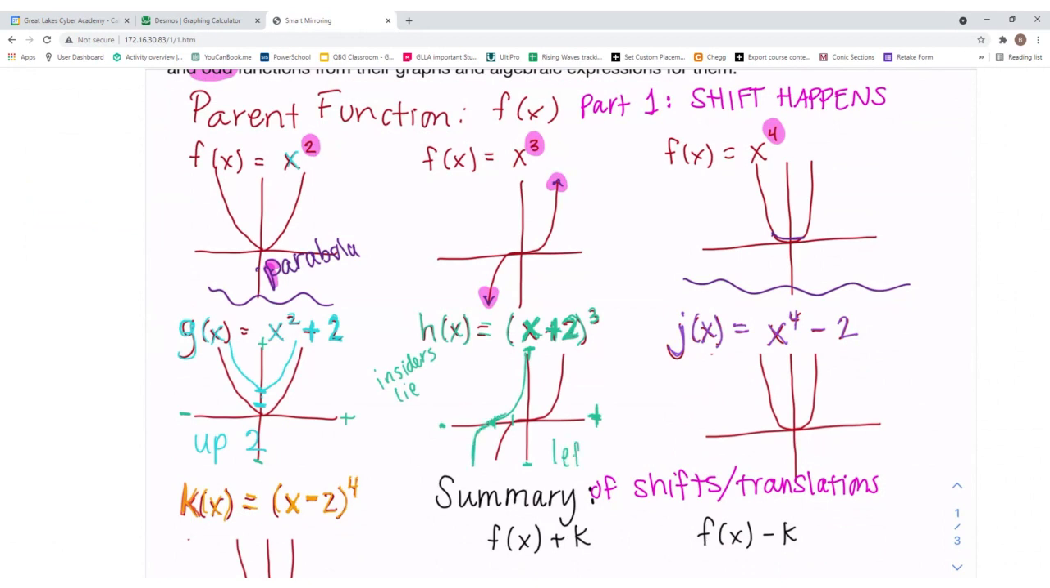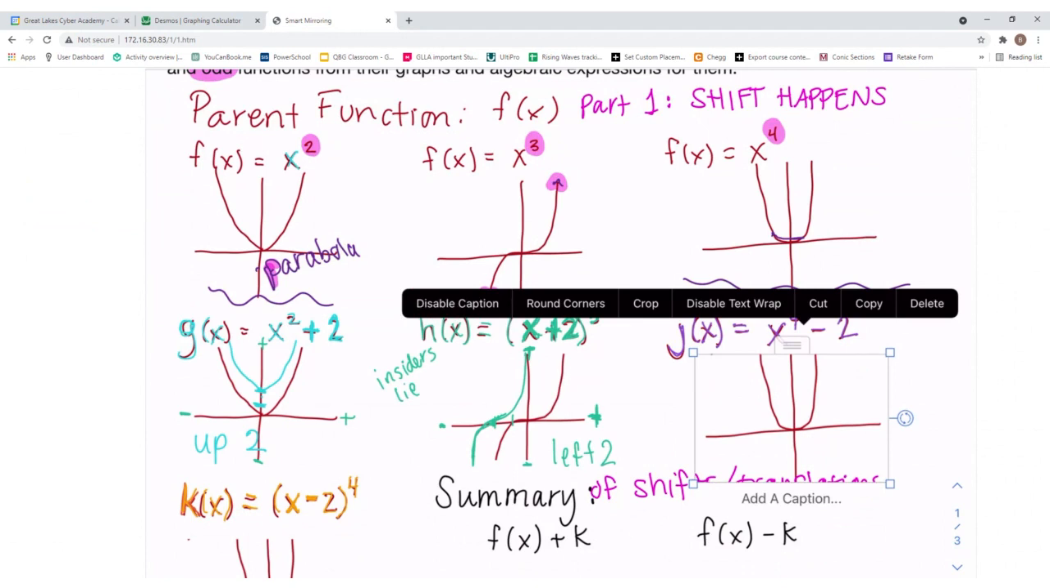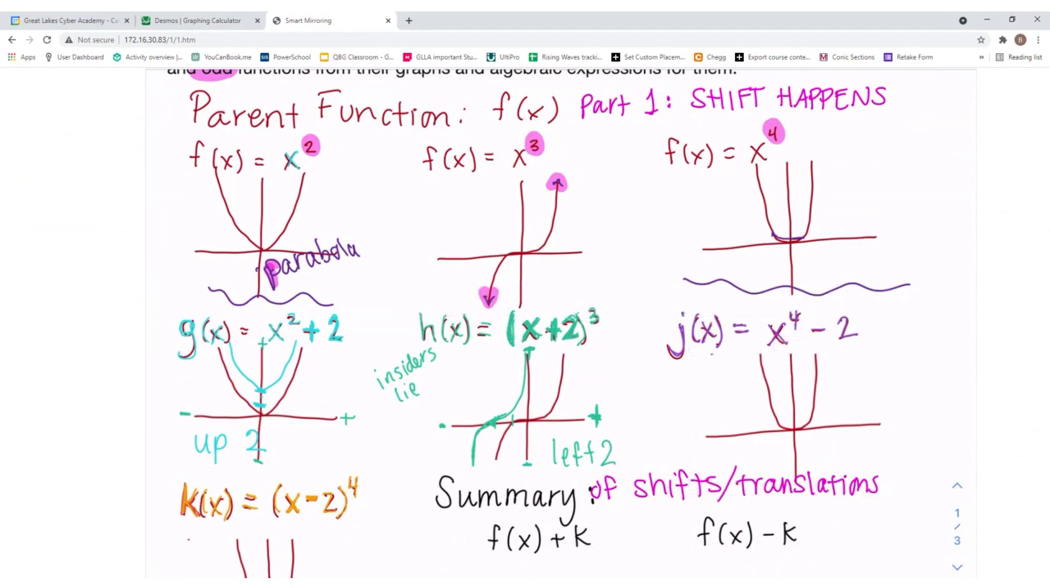So if it's on the inside of the parentheses, it's an insider's lie, and it goes the opposite of the plus direction. It's going to be left 2.